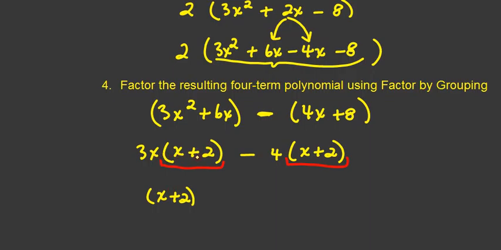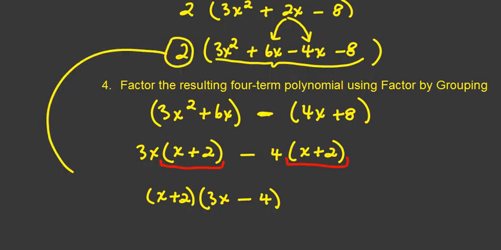We factor that x plus 2 from the first term. We have 3x, bring down our minus. We factor the x plus 2 from the second term. We're left with 4. So this 4-term polynomial that we had up here factors as x plus 2 times 3x minus 4. Don't forget, though, we have this 2 that we factored out way in the beginning. That's still part of our factorization.